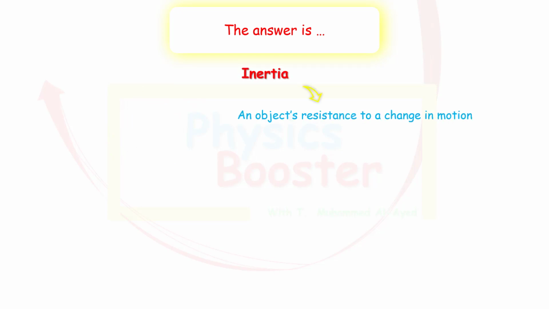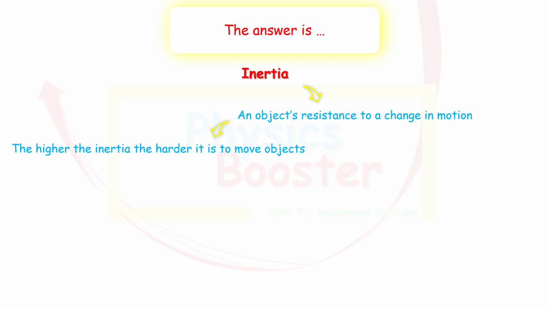Inertia is an object's resistance to change in motion, because objects do not like to change their motion. A moving object likes to remain moving, and a non-moving object likes to remain not moving. So objects normally resist their change in motion. Now, the higher the inertia of the object, the harder it is to move it.